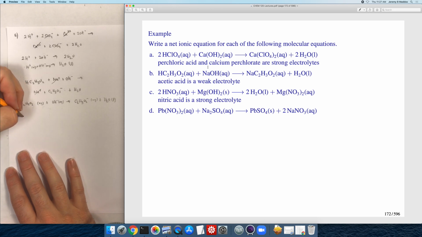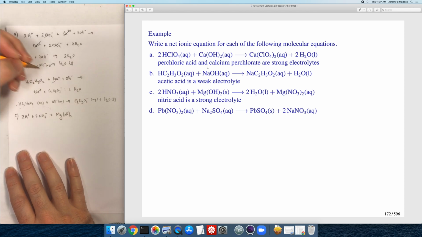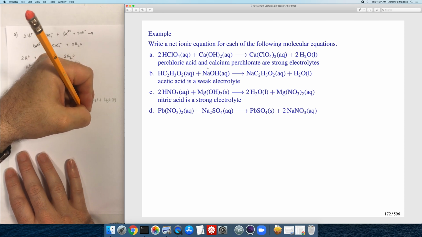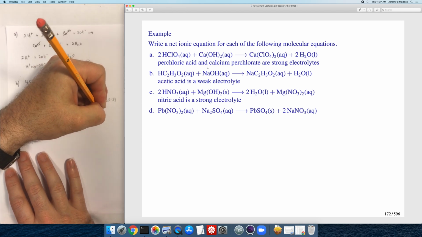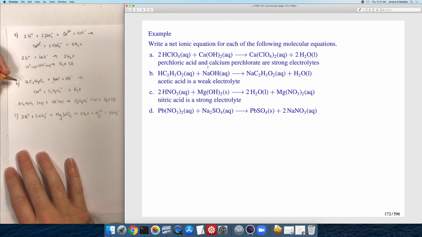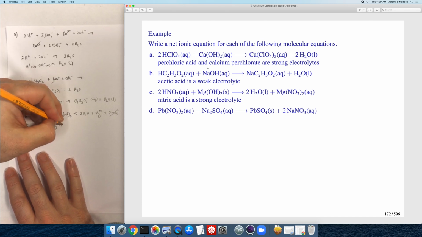So we've got nitric acid, which is a strong acid, so I'm going to break that one up. Magnesium hydroxide is insoluble, so we do not break that one up. And then we don't break up the water. The magnesium nitrate is very soluble, so we'll break that one up. Cancel our spectator ions, that would be the nitrates. And so the final net ionic equation, and I'll add those phase labels back in, looks like this.